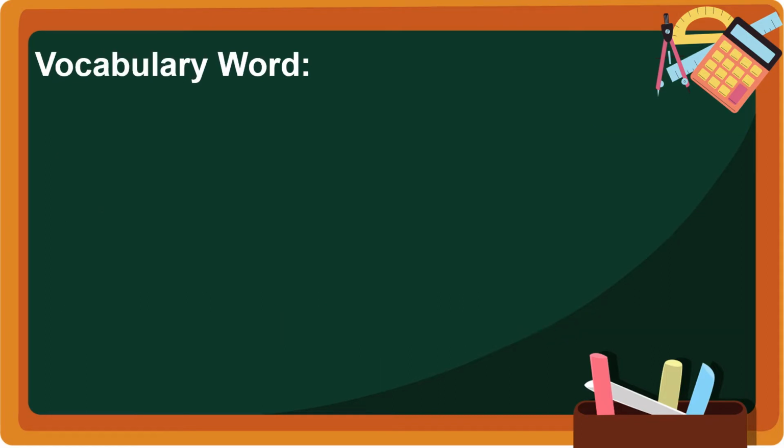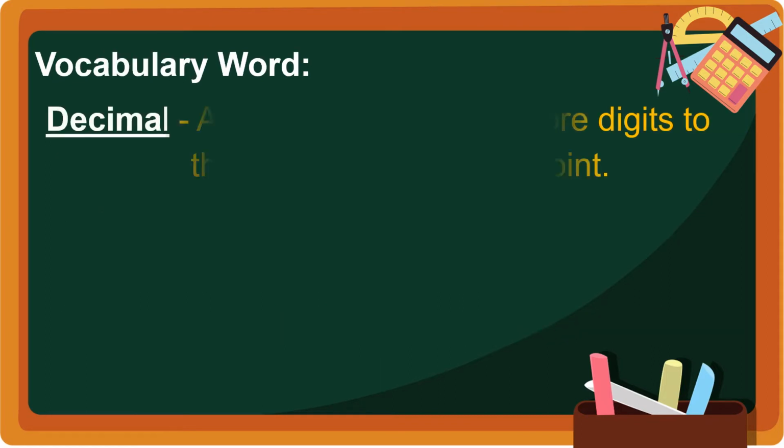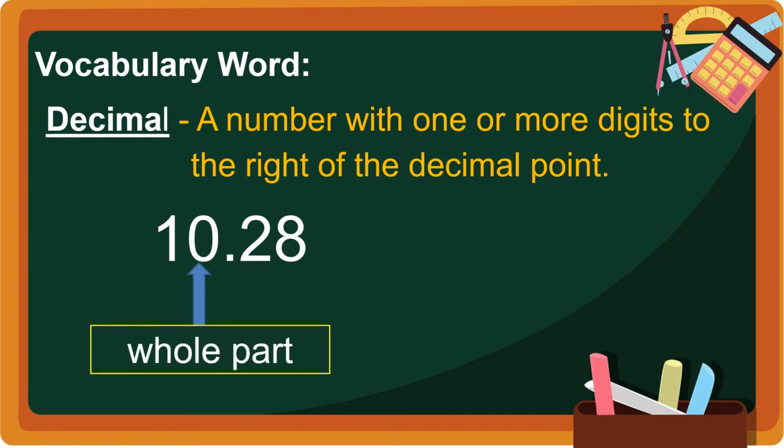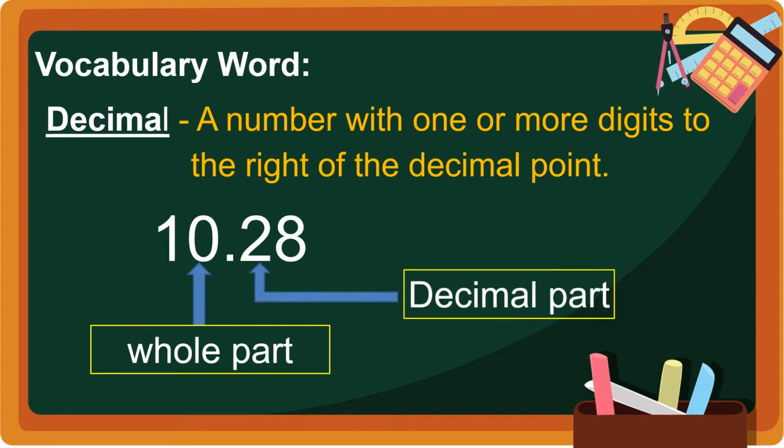So we have the vocabulary word decimal, a number with one or more digits to the right of the decimal point. Example, 10 and 28 hundredths. So the whole part is the digit before the decimal point. So we have 10 is what we call the whole part. And the decimal part is the digits after the decimal point. So we have 0.28 is what we call the decimal part.